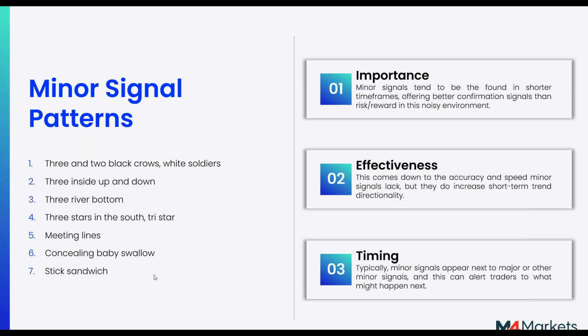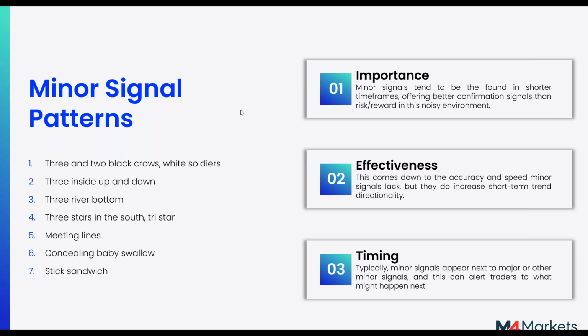Okay, all of them are not as important, of course, but you will see why we should know them and know what they look like soon. First of all, in terms of importance, minor signals tend to be found in the shorter time frames, okay? And they offer better confirmation signals than risk reward in this noisy environment, of course, okay?